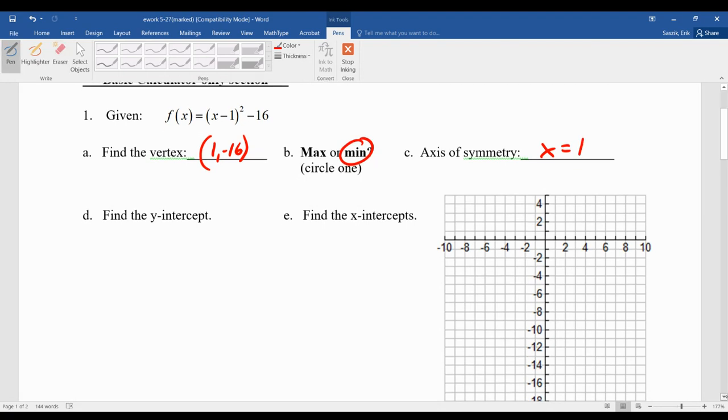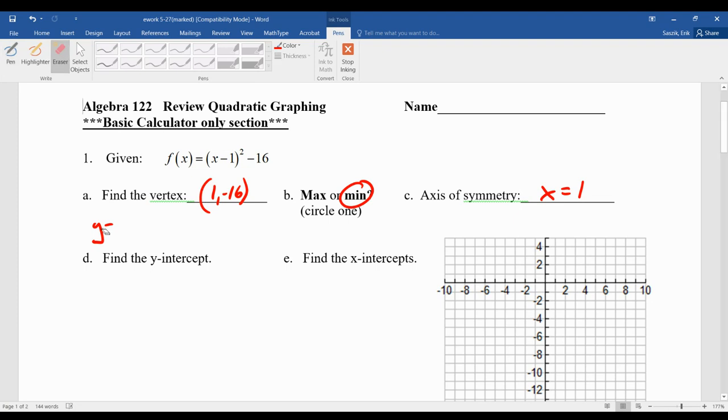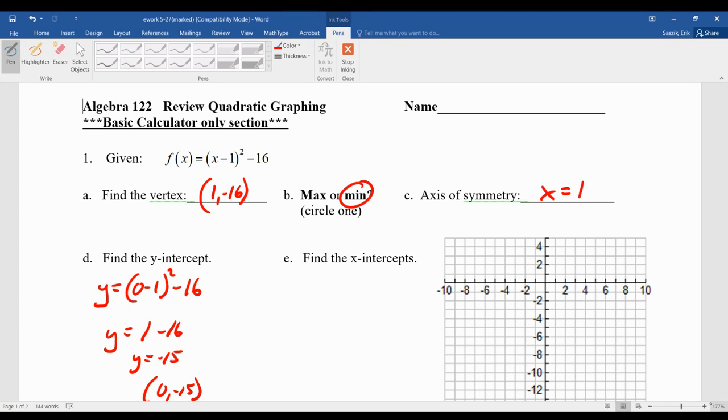Now the y-intercept, remember, don't blow it and put down (0, -16). That's only if it's in standard form. This is in vertex form, so we actually have to change the x value to 0, and (-1) squared, of course, is 1, so we get y equals -15. So (0, -15) is the y-intercept.